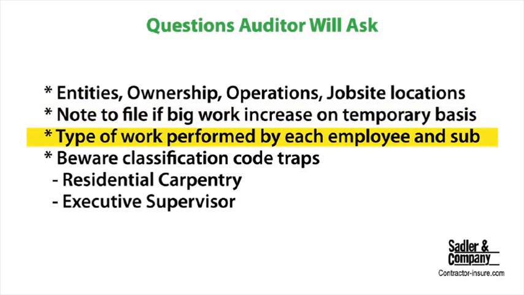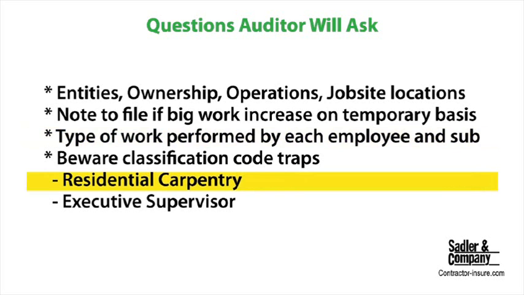The auditor will want to know the type of work performed by each employee and uninsured sub. Just because your records have a job description or the classification code of an employee or sub pre-labeled does not mean that the auditor will blindly accept this. The auditor may ask follow-up questions about the employee or sub to make sure that he agrees with your classification. As we've discussed in other videos, classification can be tricky.